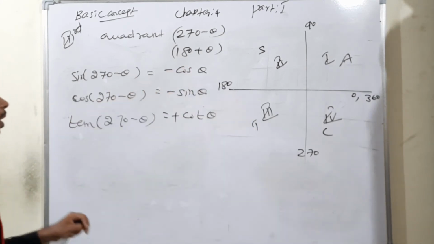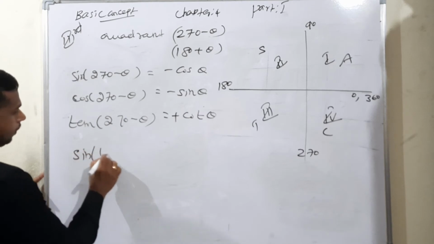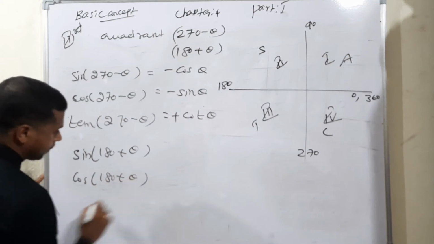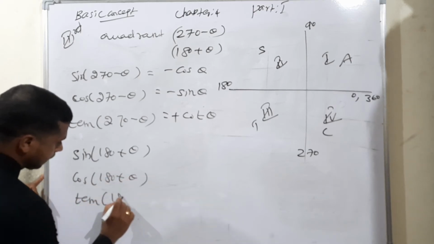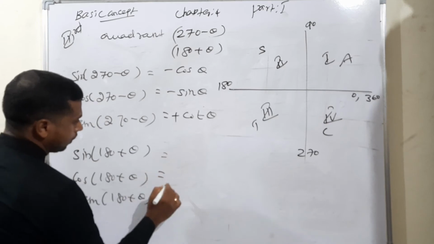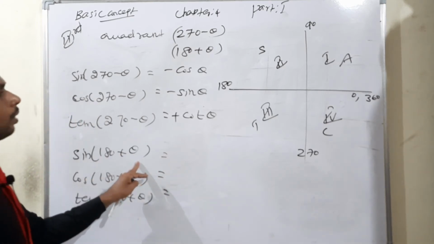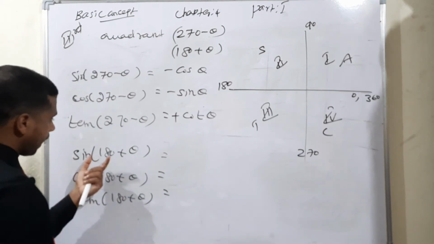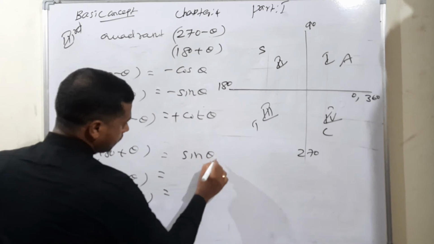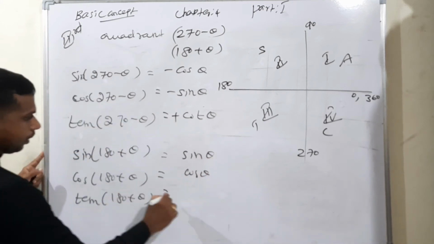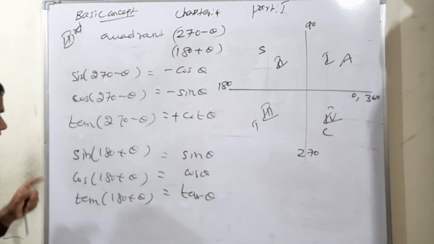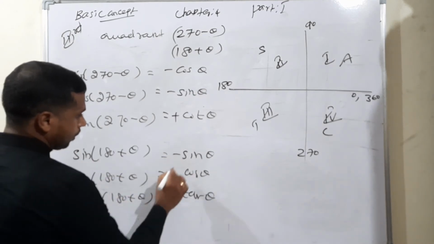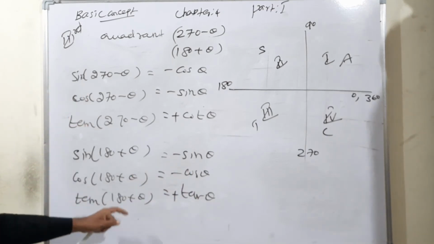So for 180, what will happen? Sin 180 plus theta, cos 180 plus theta, then tan 180 plus theta. Now sin 180 plus theta: 180 plus theta lies in the third quadrant, isn't it? Third quadrant means this is horizontal, same name: sin theta only, here also cos theta only, last one tan theta only. Only tan is positive, the first two are negative. This is called the third quadrant.